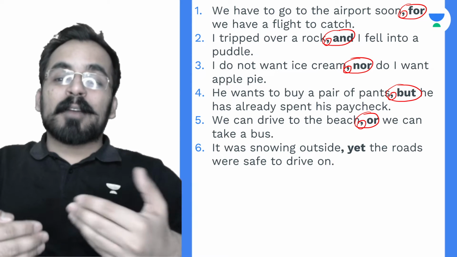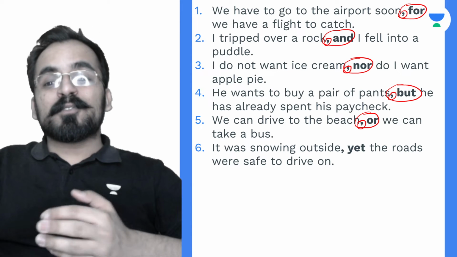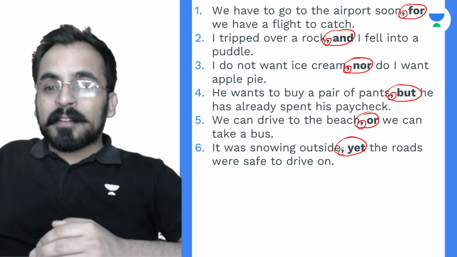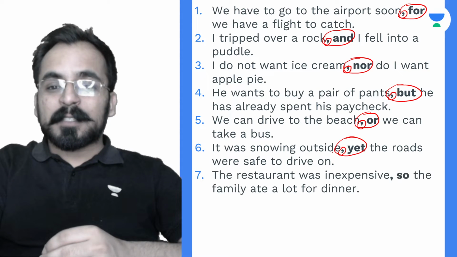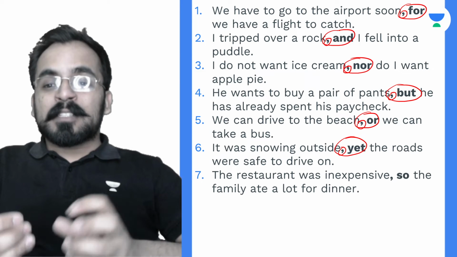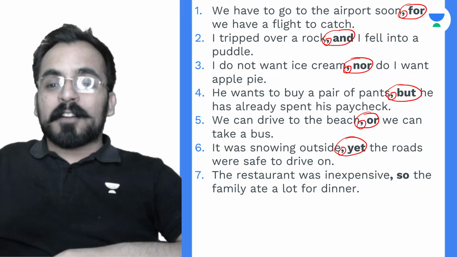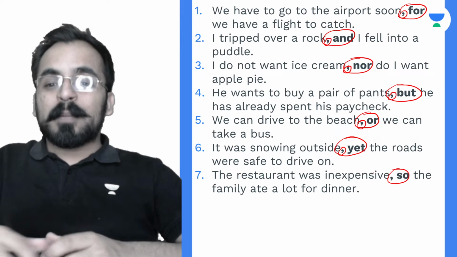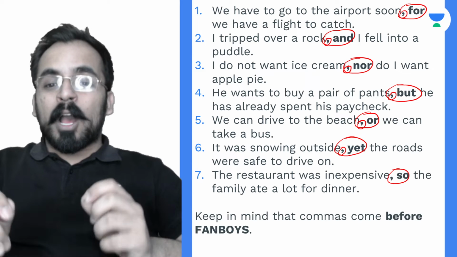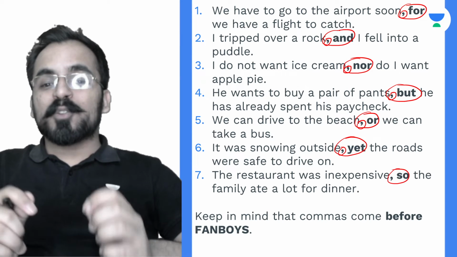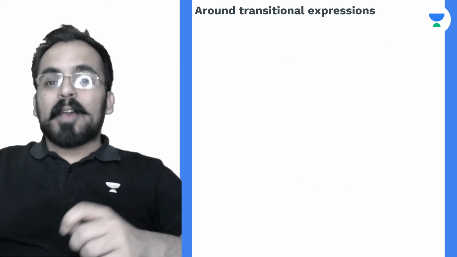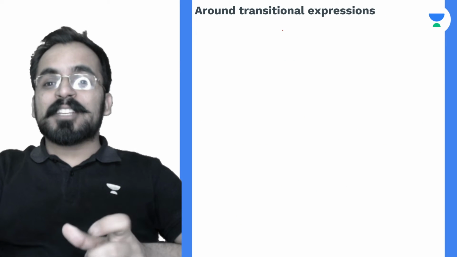It was snowing outside. The roads were safe to drive on. Connecting them using the coordinating conjunction yet with a comma in front of it. The restaurant was inexpensive, so the family ate a lot for dinner. So we joined both of them using the coordinating conjunctions. So always remember that commas do come before fanboys. That's the golden rule.